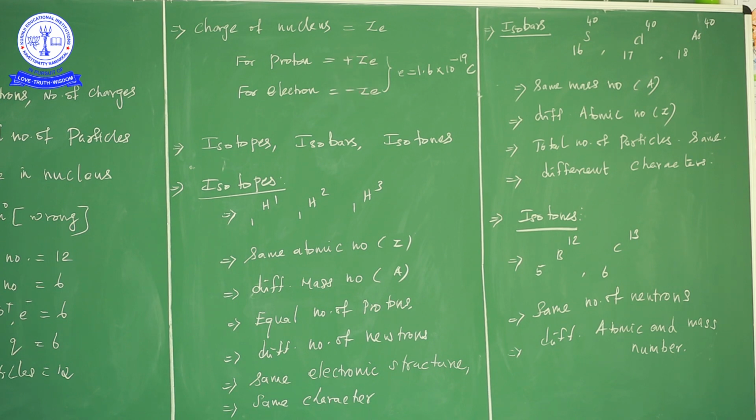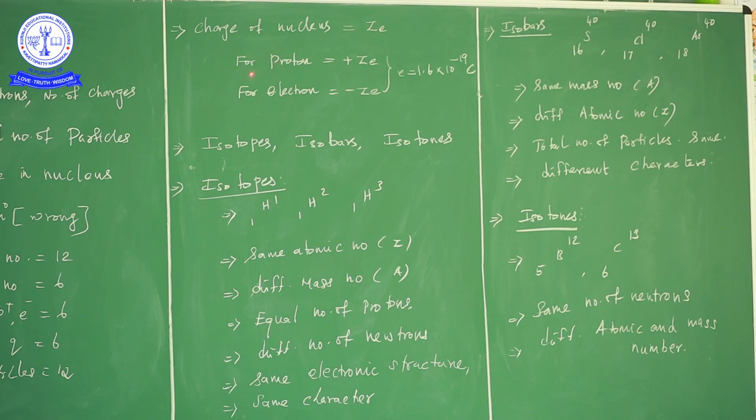So if you want to calculate the charge of the nucleus, what should we do? This is the mass, this is the charge of one particle, and this is the total number of charges. So Z into e is the formula to obtain the charge of the nucleus. If we want to know the charge of the nucleus, the formula is Z into e.